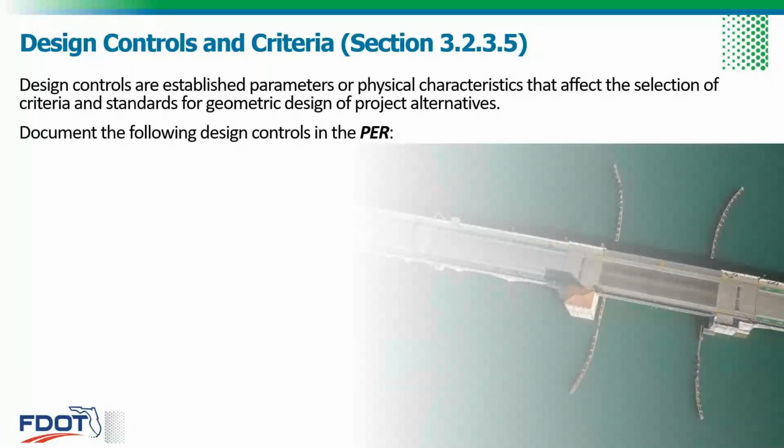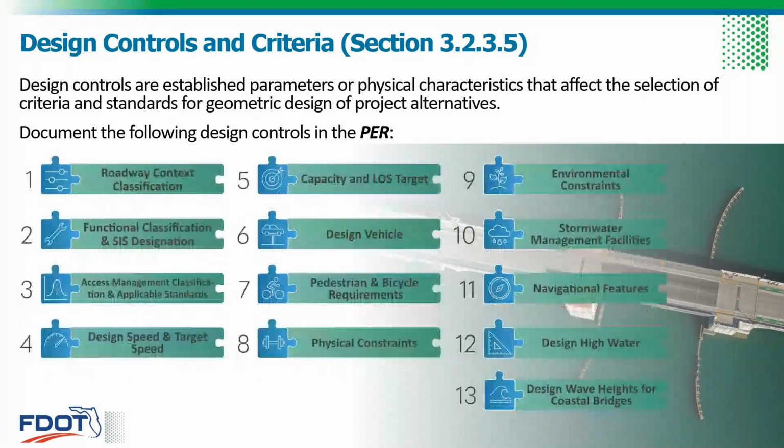Okay, so we have our design controls and criteria section next, which is section 3.2.3.5. The design controls guide the selection of your appropriate design criteria that is going to be used in developing your project alternatives. The chapter includes these 13 design controls that are to be documented in your PER if they apply. The first six items are the typical design controls that we think of, and they tie directly back to FDM Chapter 201, which is your design controls chapter.